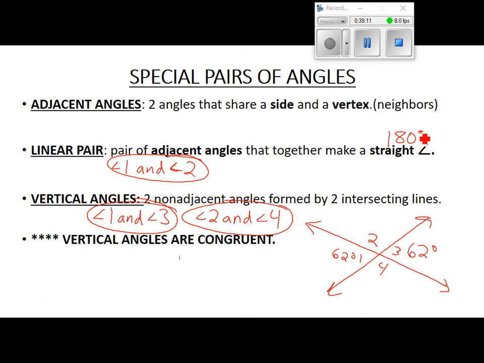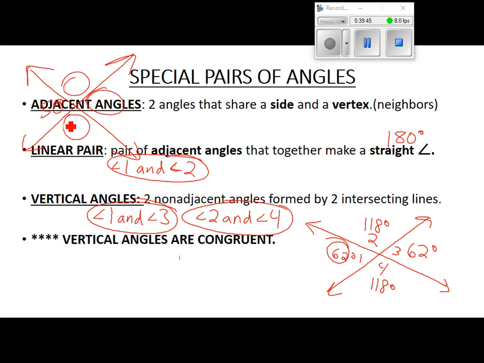Well, if angle 1 and 2 add up to 180, can we find angle 2? Yes. How much is it? 118. If angle 2 is 118, then 4 has to be 118 also. So I told you one angle in that picture, and you could find the other 3. Every time for the rest of the year that I give you a picture that looks like this and tell you one of the angles, you should be able to find all 3 of the other ones easily. What's another pair of angles in this picture that are linear pairs?